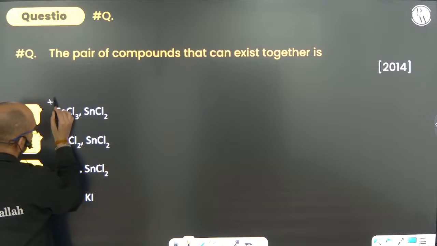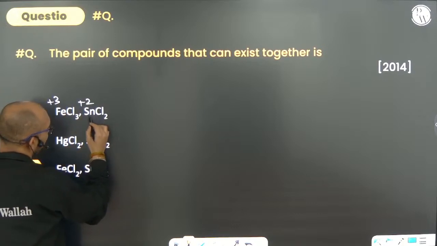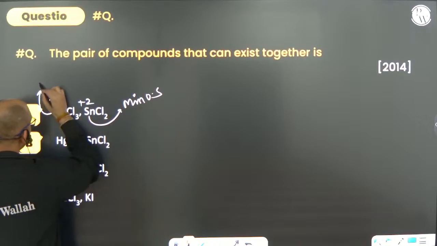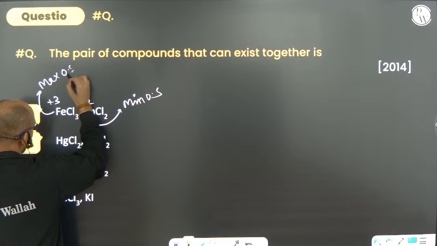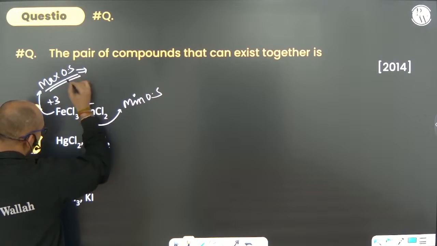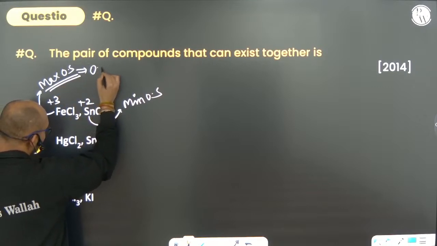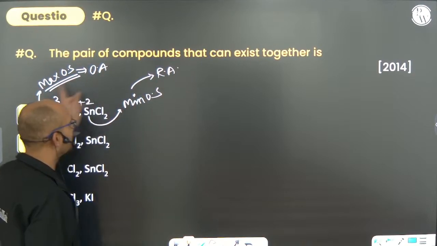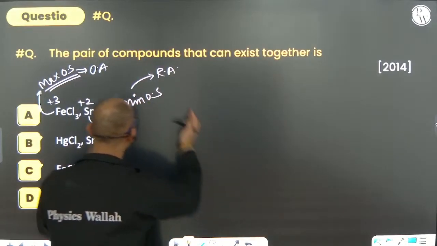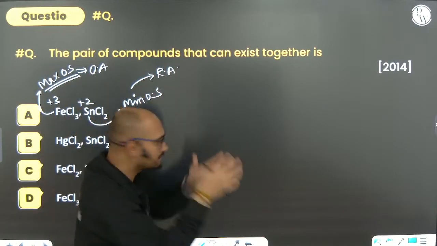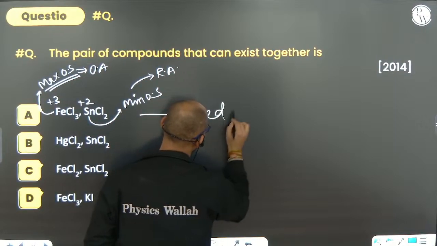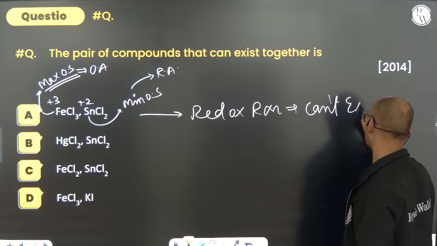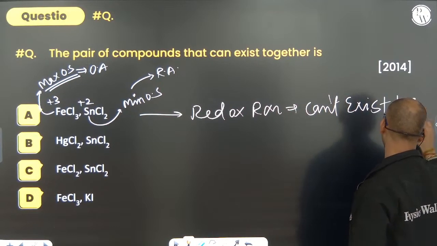Similarly here, think about it. Here Fe is plus 3, Sn is plus 2. So Sn is in the minimum oxidation state, and Fe is in the maximum oxidation state. If it is in the maximum oxidation state, we can say this will act as the oxidizing agent, and the other will act as the reducing agent. The question asks for a pair of compounds that can exist together. No, the oxidizing agent and the reducing agent will react with each other to give a redox reaction. So they can't exist together.